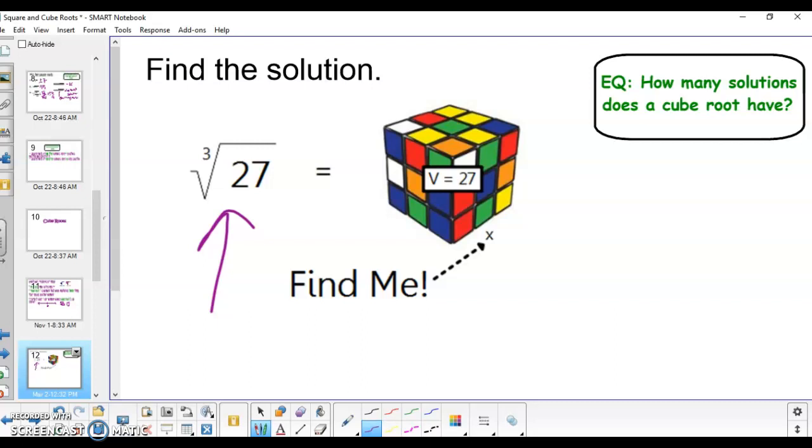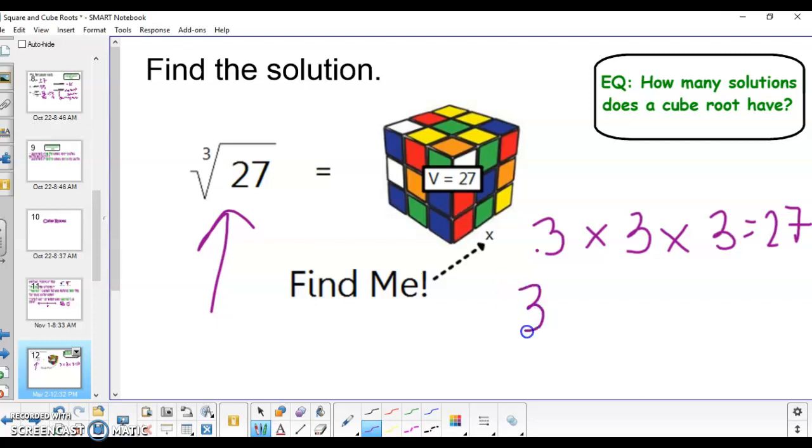What number can I multiply to itself 3 times to get 27? There's only one number in this case. 3 times 3 times 3 equals 27. They all have to be positive. This is not like square roots where you could have a positive or a negative number. Here, with cube roots, it has to be positive numbers when there's a positive number under the radical sign.